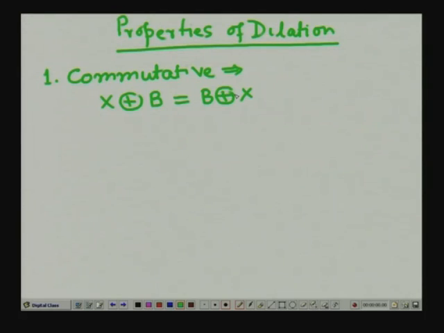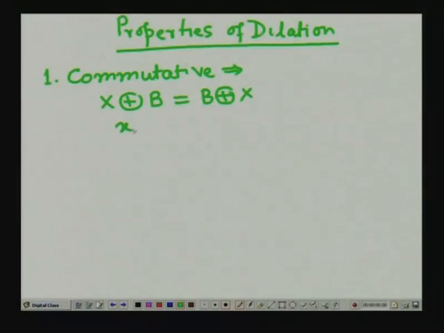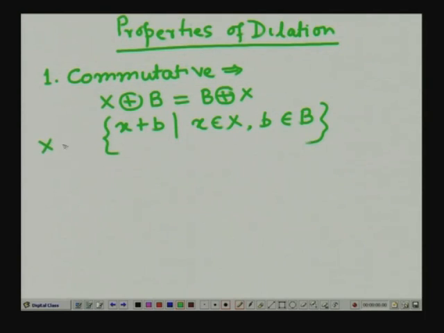Now, the proof of this is quite trivial, because as we have said, we can define this morphological dilation operation by vector addition. So, X dilation with B is nothing but all the resultant vectors when we compute x plus b, where x belongs to our image capital X and b belongs to our structuring element capital B. So, this is what X dilated with B is.